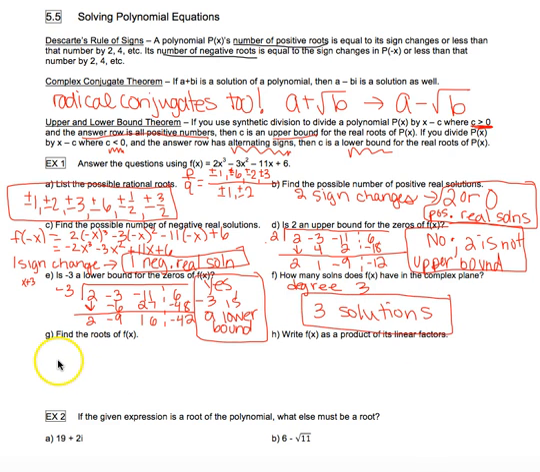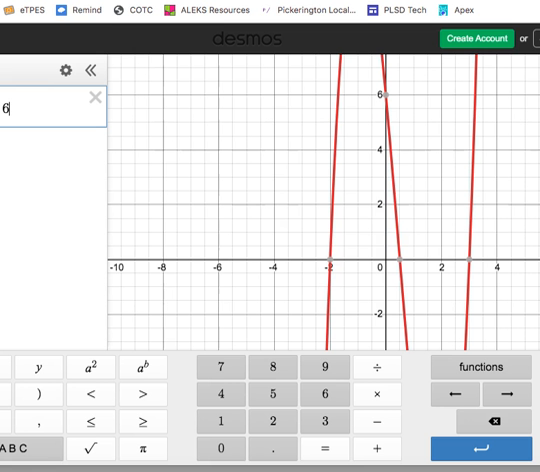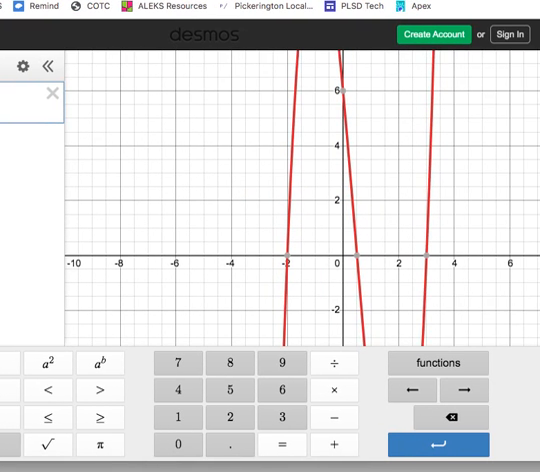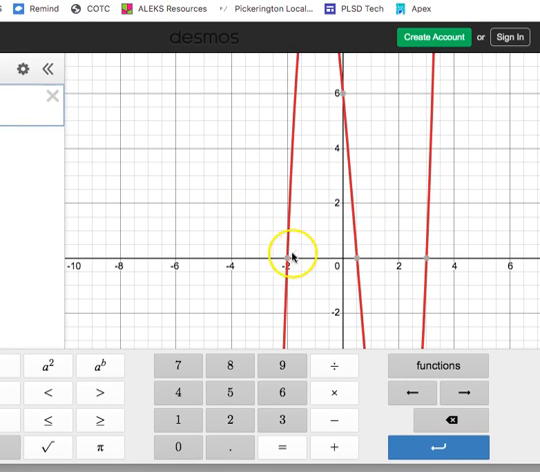All right, so now we're actually going to find them, and we're going to do this the same way that we did in the last lesson. So first, I'm going to graph this equation, 2x cubed minus 3x squared minus 11x plus 6, either on Desmos or your graphing calculator. So here it was, the equation typed in there in Desmos, and here's what I can see. I can see 3 real zeros. It doesn't matter which of these I pick. I'm just going to start with -2.